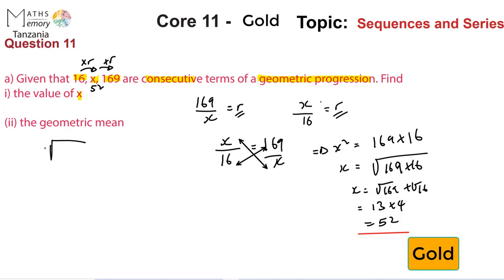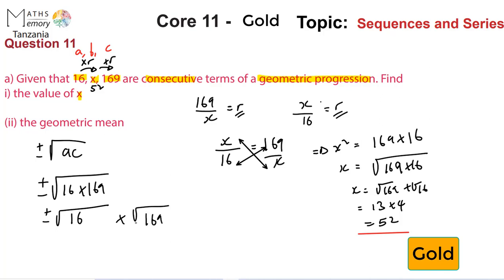Geometric mean is defined as this, so plus and minus the square root of a times c. What do we mean by a times c? Well, these are the first three terms of the sequence: a, b, c. A is 16, b is x, and c is 169. So we already did the answer to this actually in part 1. So a times c would be 16 times 169, which would be plus and minus 16 times the square root of 169, which would be, again, 4 times 13. So therefore the answer would be either a positive or a negative 52 for the geometric mean. Again, very similar to the one derived in part A of this.